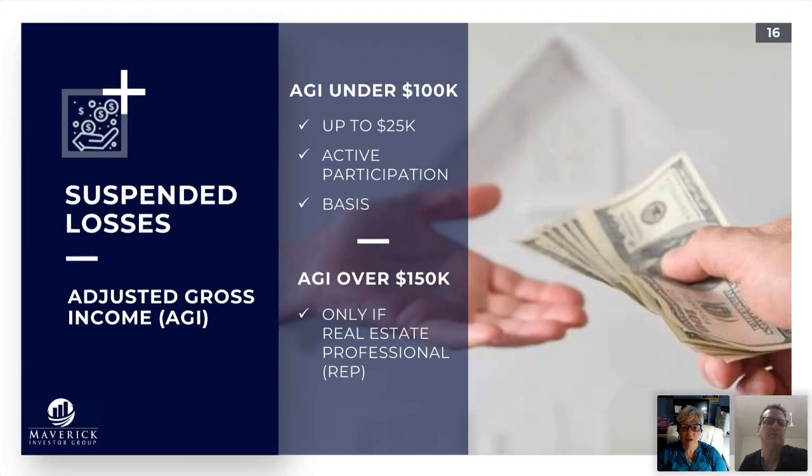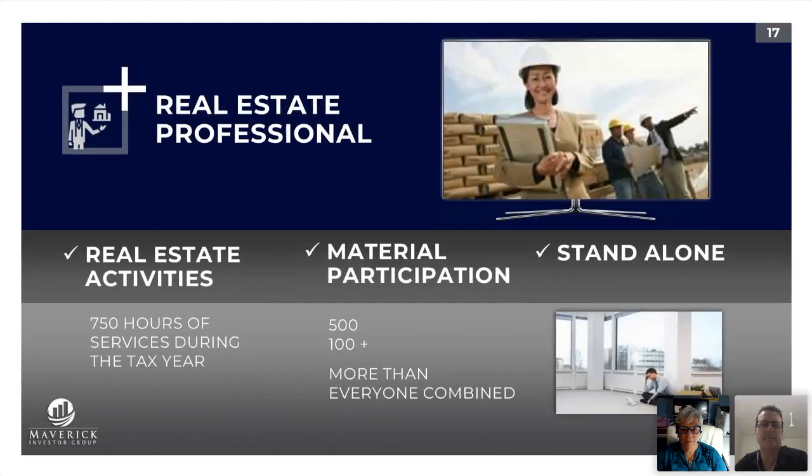I mentioned the numbers. This is just to go over this a little bit. If your adjusted gross income is over $150,000 and you have losses on your real estate, they become suspended losses, which means they just roll forward to a future date. You don't lose them, but they're just rolling forward unless you do something else. If you're a real estate professional, you are able to take those losses in the current year.